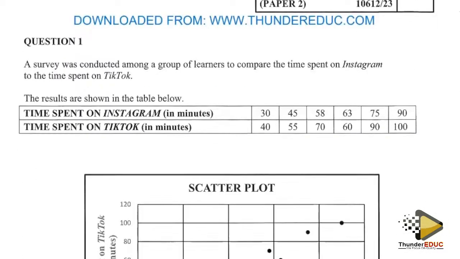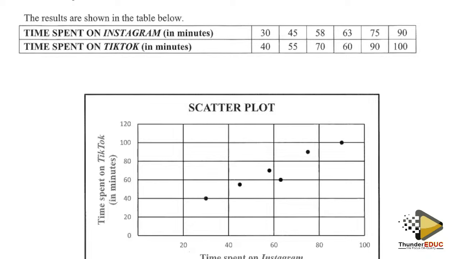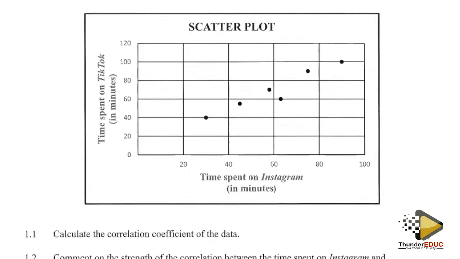Question number 1: they're telling us that a survey was conducted among a group of learners to compare the time spent on Instagram and the time spent on TikTok. Remember, these are social media platforms. We want to see if there is any relationship between them. The time spent on Instagram in minutes is given, and that of TikTok is given. They drew a box plot on this as well. Then they ask us to calculate the correlation coefficient of the data.